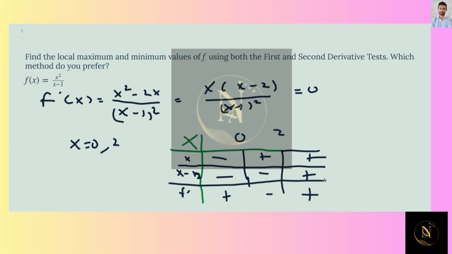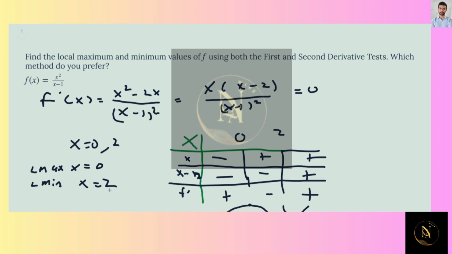Now we're going to see how the function is increasing or decreasing. So we know it is increasing and then decreasing, and then it is decreasing and then increasing. So by looking at this, when it's going from positive to negative, we have a local max. So local max at x equals 0, and then local min when it goes from negative to positive at x equals 2.